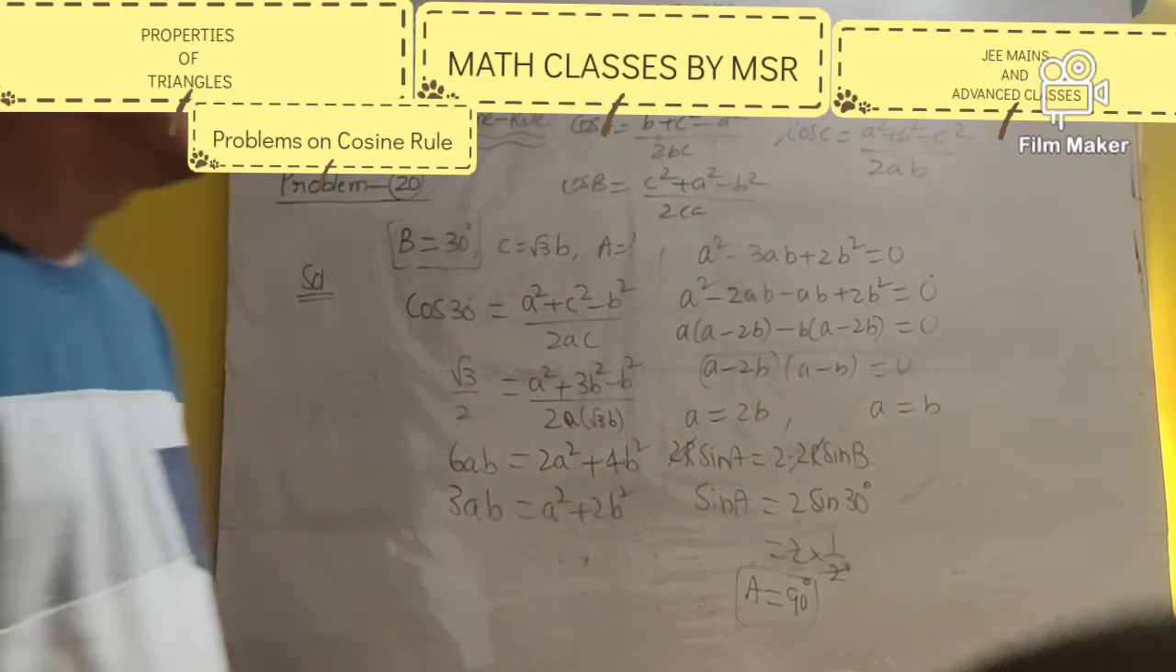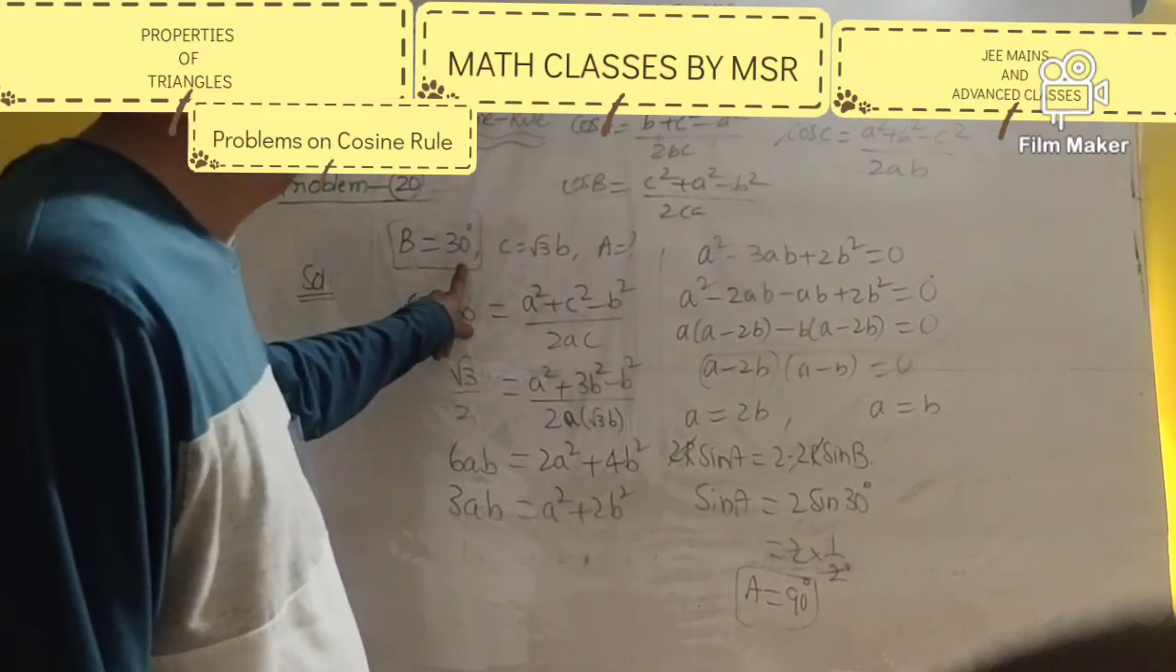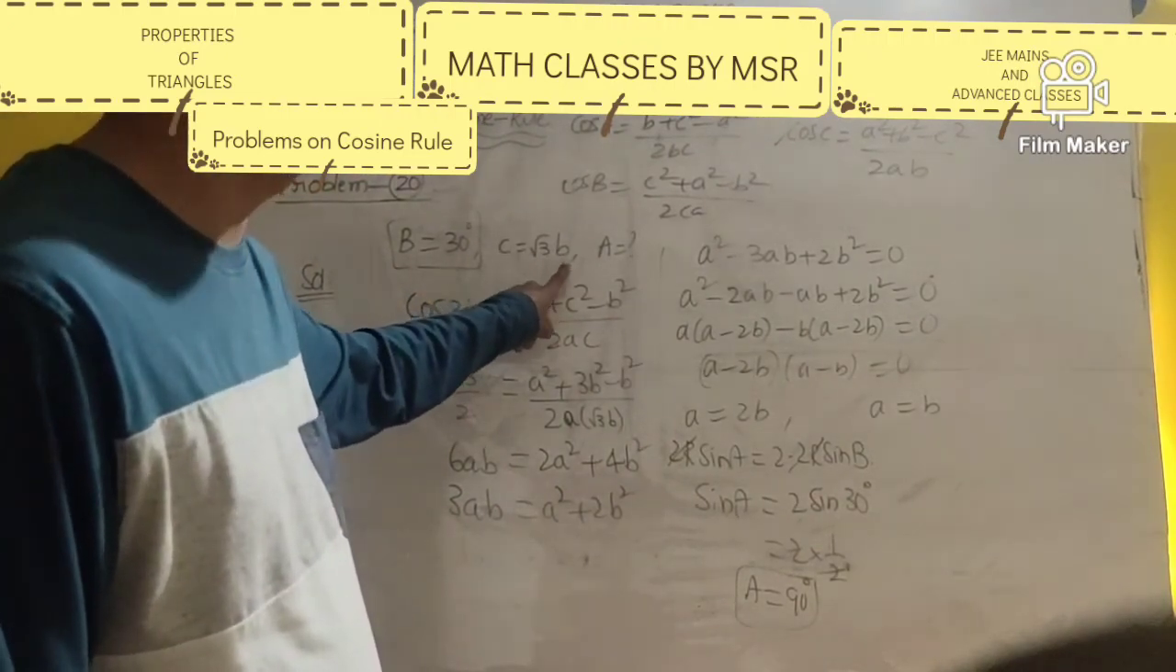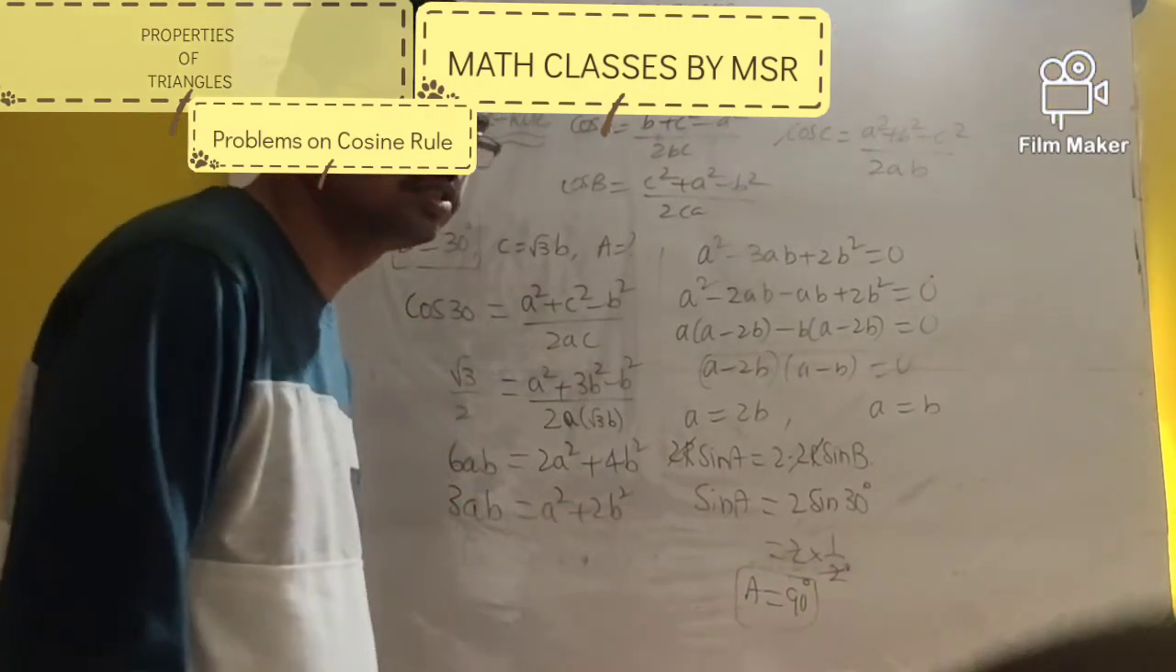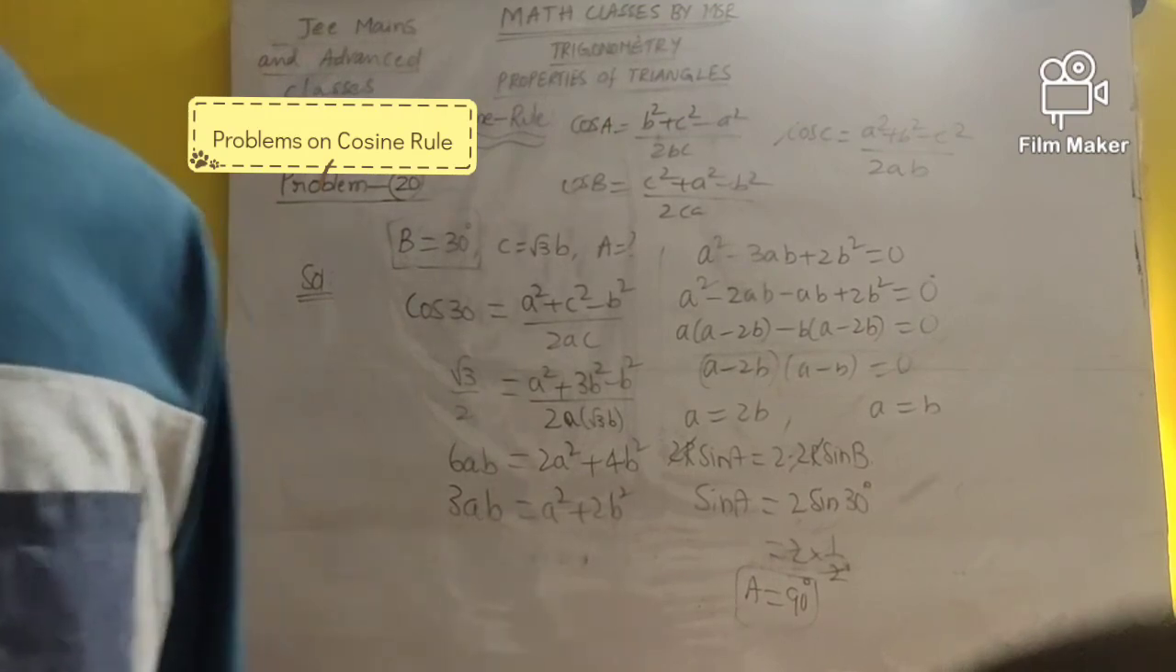Okay. So angle B is 30 degrees, side C is root 3 times the side B, then angle A is 90 degrees. Okay. This is problem number 20.